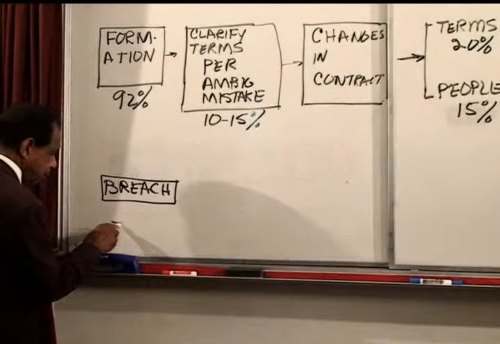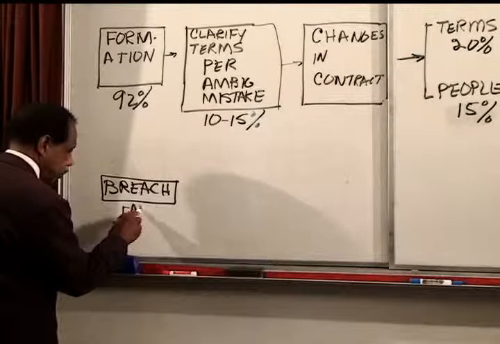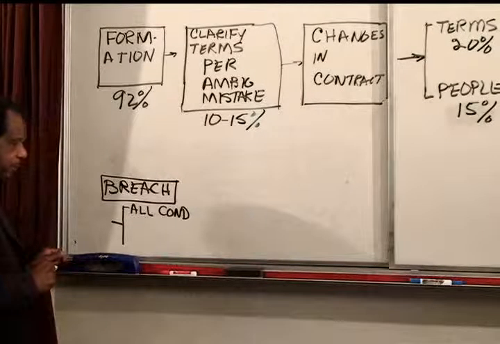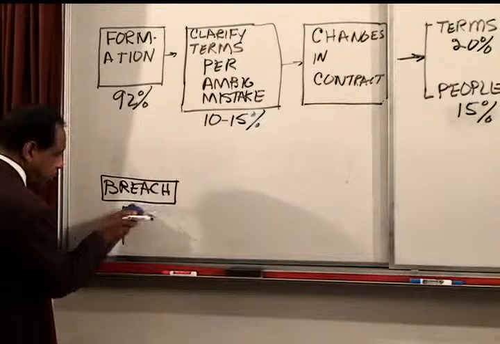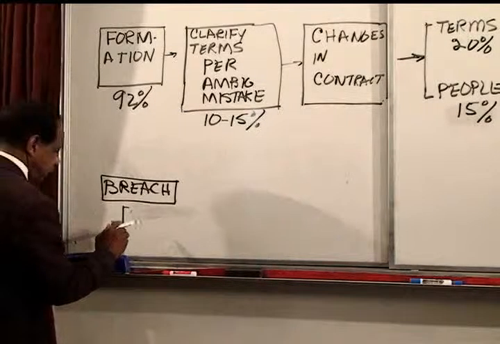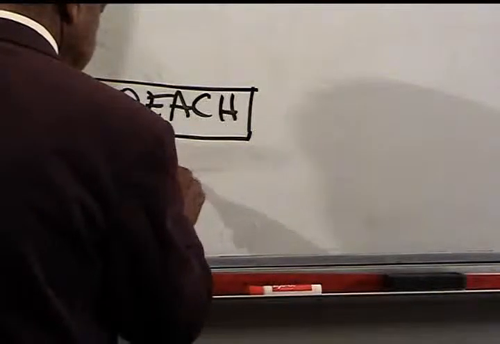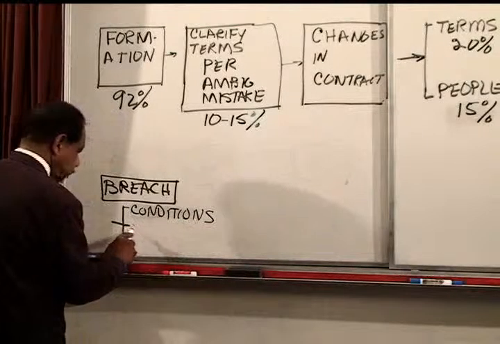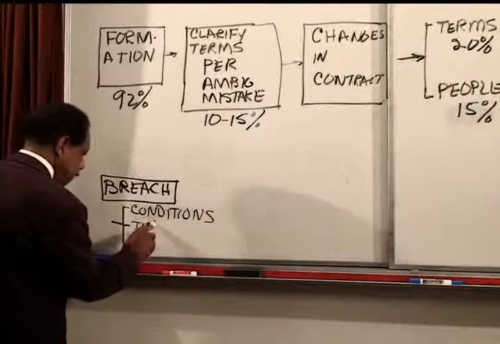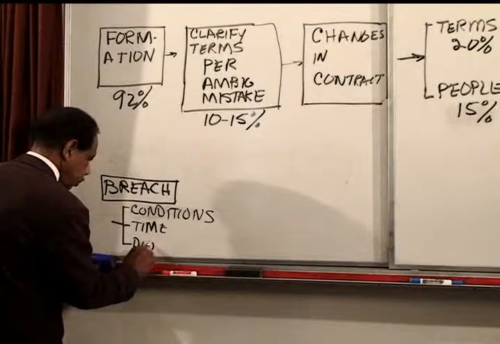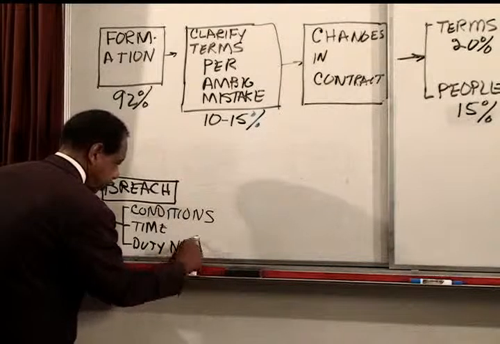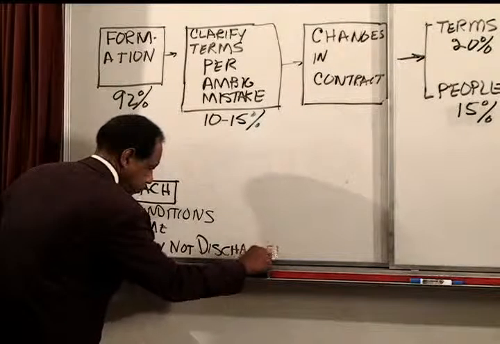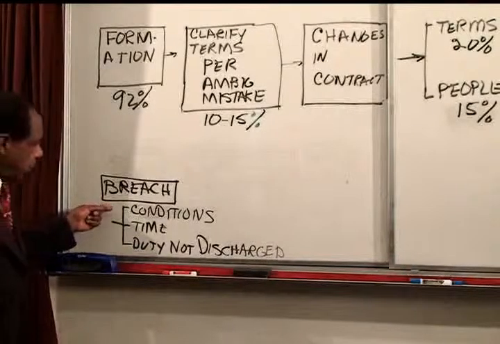The requirements for breach of contract are, number 1, all conditions have occurred or been excused. I'm going to abbreviate this here because we're going to put it down more fully when we're doing the analysis. Number 2, time for performance. And number 3, the duty not discharged. So the breach of contract requires that all conditions preceding.